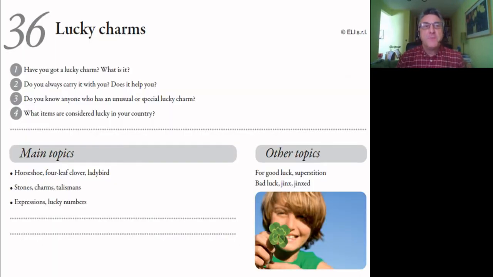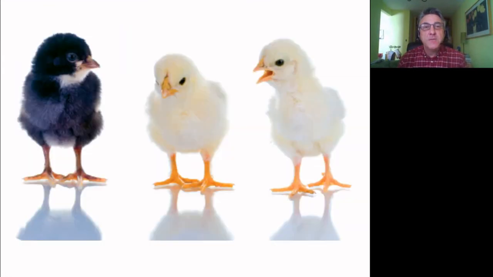Anyway, the point is, this one is a discussion. So on the back of the photograph, you have the different prompts to discuss. Have you got a lucky charm? Do you carry one with you? Does it help you? So we're talking about superstitions here. What else we got? Here's another picture. This is one picture, one topic.